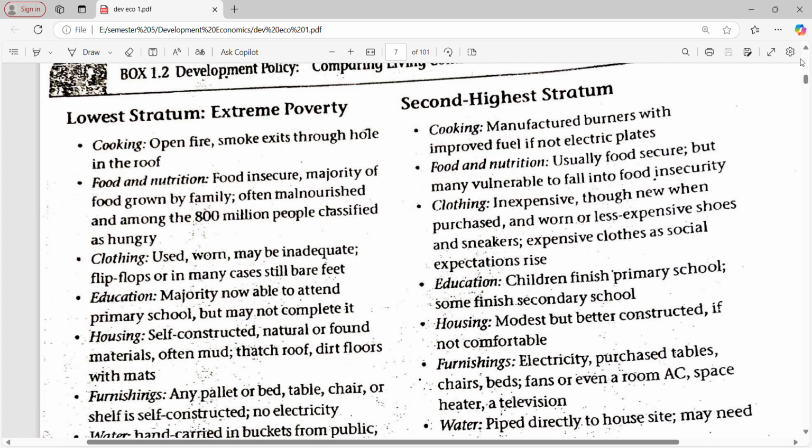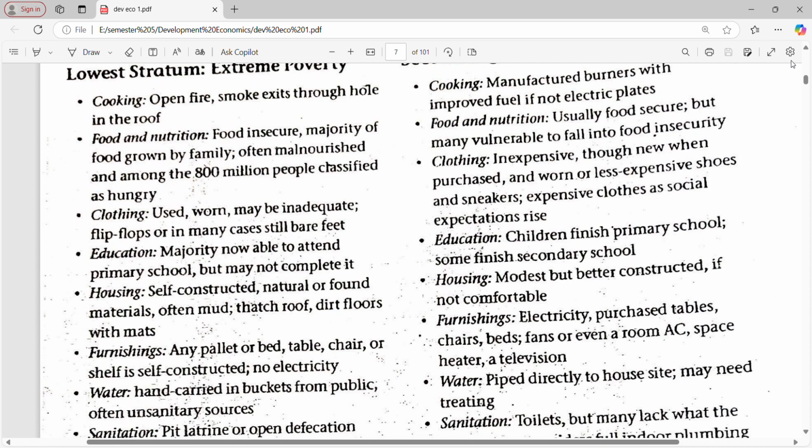Here the infrastructure will be minimal. Inefficient schools, inefficient healthcare, unsafe water sources, homes typically made of mud with inadequate roofs, and food lacking essential nutrients, leading to malnutrition and related illness. You can read these points on your own as well.